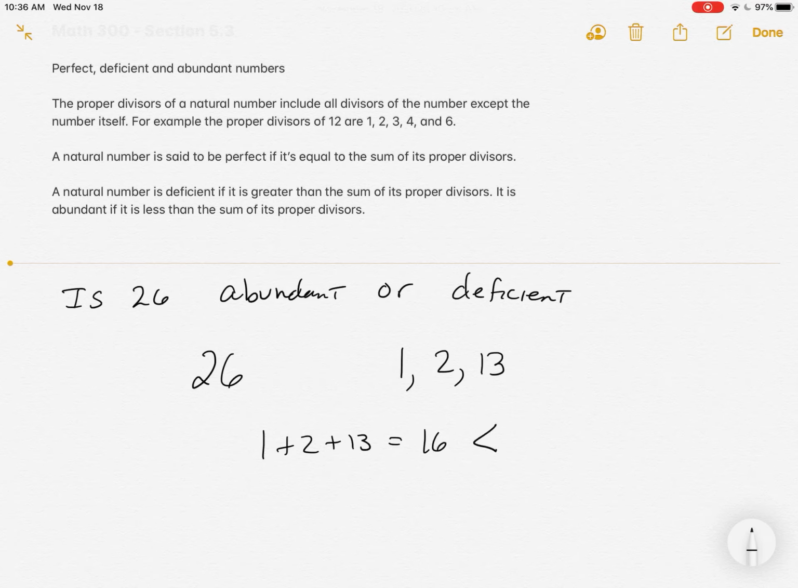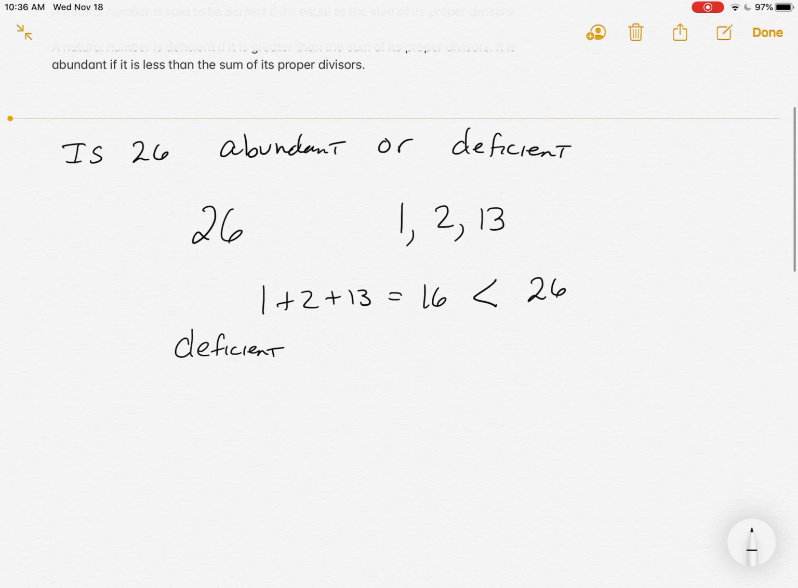Now 16 is less than the desired number 26. So if we go back up to our definition, it's deficient if it's greater than the sum of its proper divisors. 26 is greater than the sum of its proper divisors, so it is deficient. So those numbers adding up left us short. It was deficient. Another problem that they asked was, is 88 abundant or deficient?